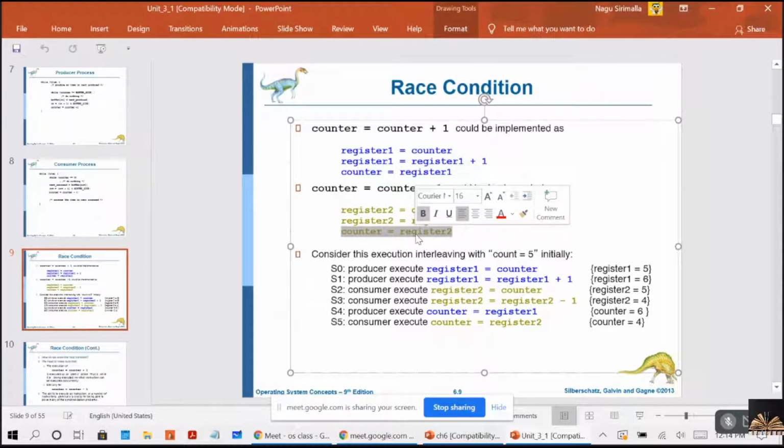Now let's consider after S3, S5 got executed, then S4. There also you will get the wrong count value, right? We would arrive at the incorrect state where the count is equal to 6. Why? Because it is taking the counter variable from register 1.